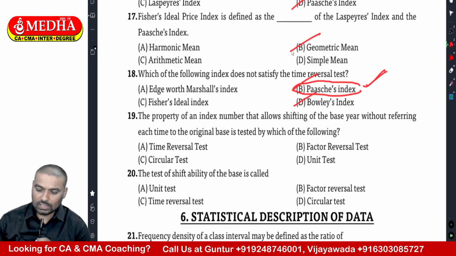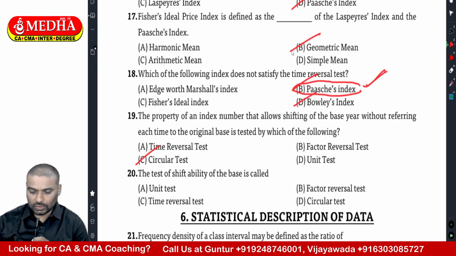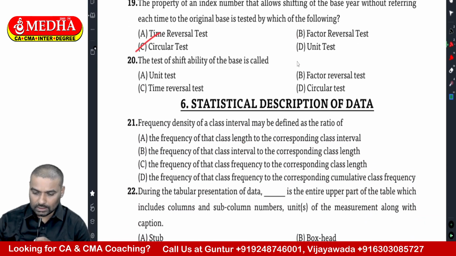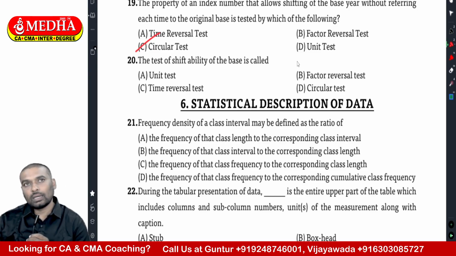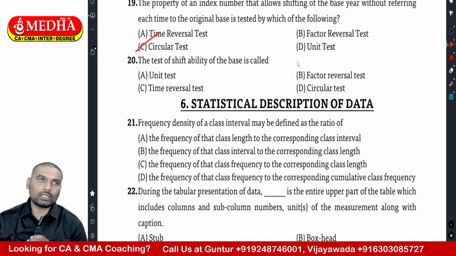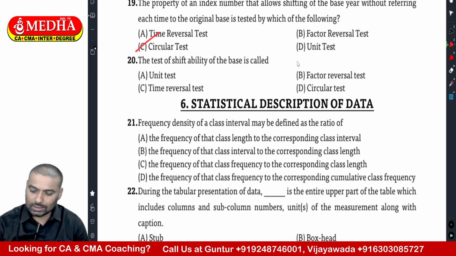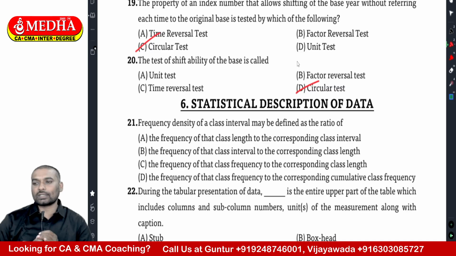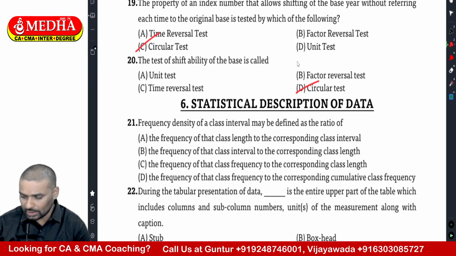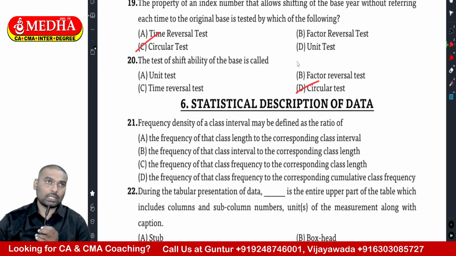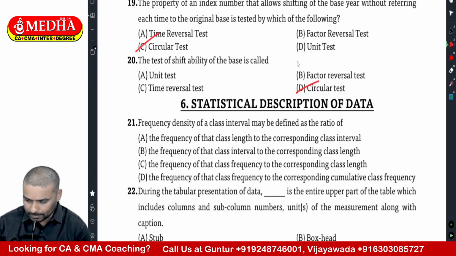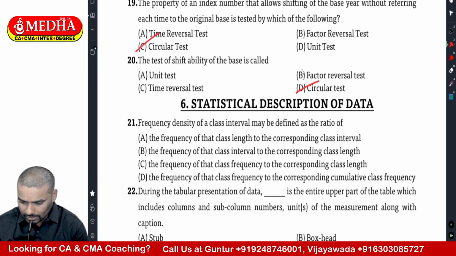The property of an index number that allows shifting the base year without referring each time to the original base, for which of the following? This is the correct actual question. There are no mistakes in the question. The correct answer is circular test. The test of shifting the base is called time reversal and circular test, but the correct one is circular test. If we take circular test, internally time reversal test is also taken, because circular test is an extension of time reversal test. That's why option D is correct.